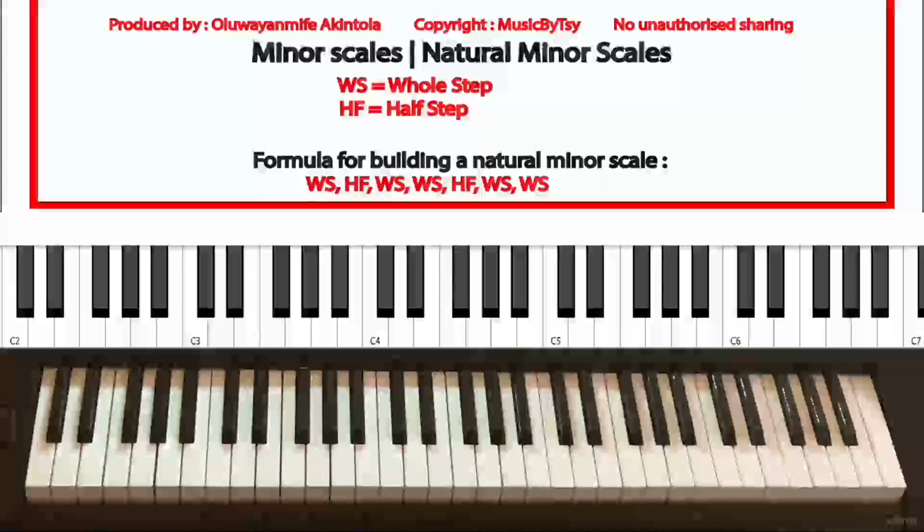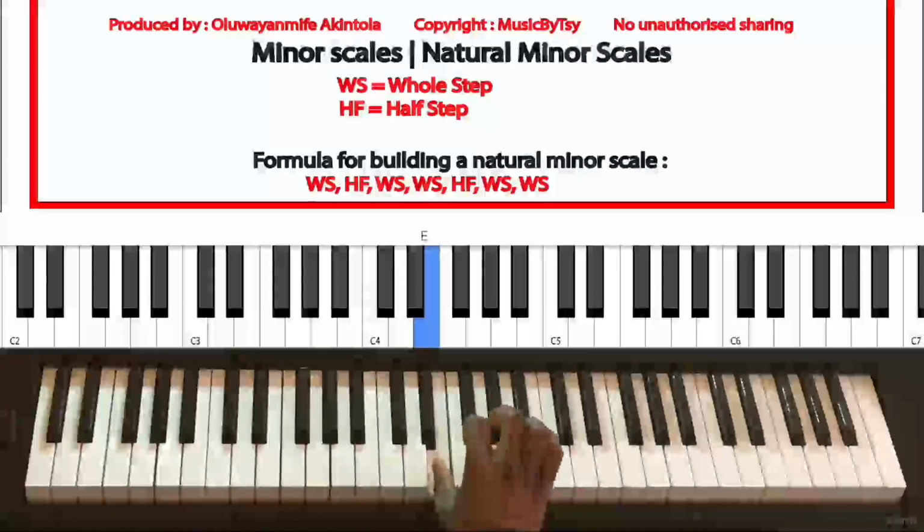So for example, let's say we want to build the E natural minor scale. I'm going to use that as an example again, just to show you that by using the formula, we're going to get the same answer as we did by using the first method. So let's say we want to build the E natural minor scale. Starting from the key of E, the formula goes like this.